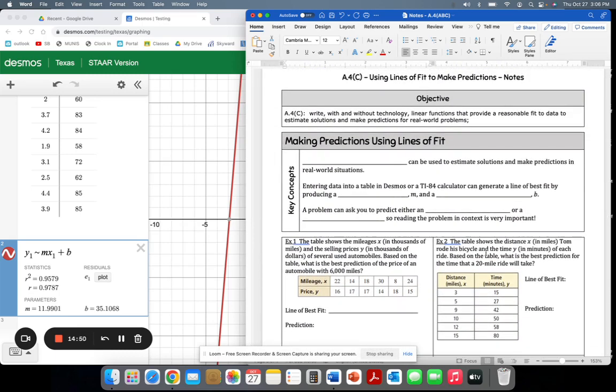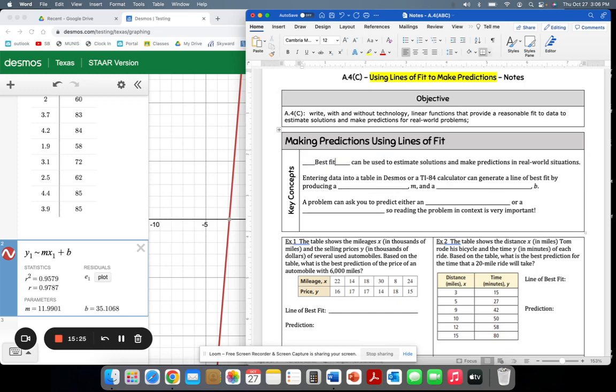All right, the last part of the notes over here is that I have to make predictions using the best fit line. Your goal says with or without technology, so we are actually going to be using the technology, the Desmos calculator. Linear functions that provide a reasonable fit to data can be used to estimate solutions and make predictions for real world problems. So, making predictions using lines of fit. Blank can be used to estimate solutions and make predictions in real world situations.